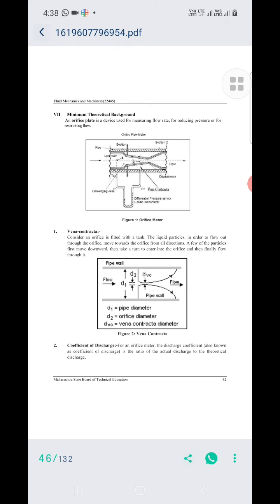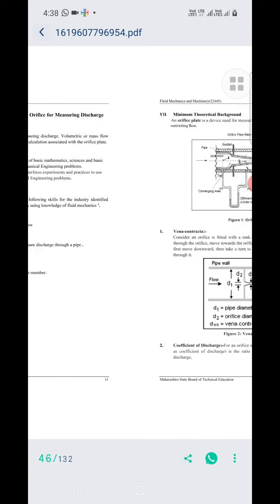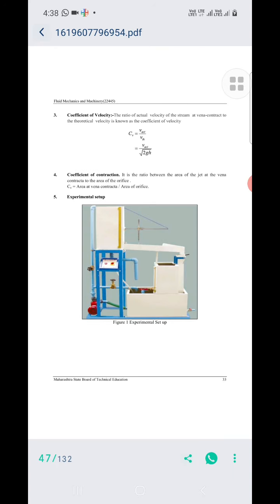Coefficient of discharge for an orifice meter: the discharge coefficient is the ratio of actual discharge to theoretical discharge. Coefficient of velocity is the ratio of the actual velocity of the stream at the vena contracta to the theoretical velocity. Coefficient of contraction is the ratio of the area of the jet at the vena contracta to the area of the orifice.